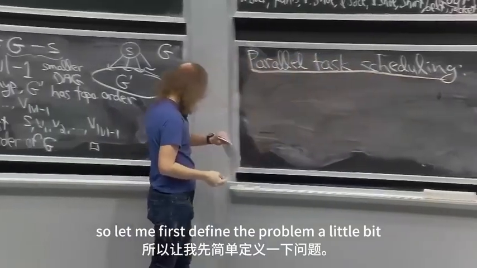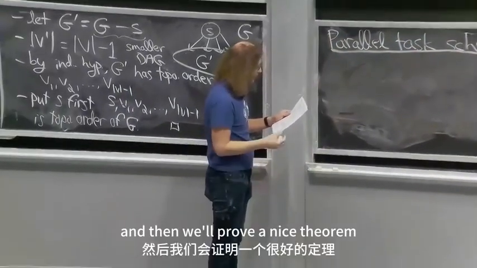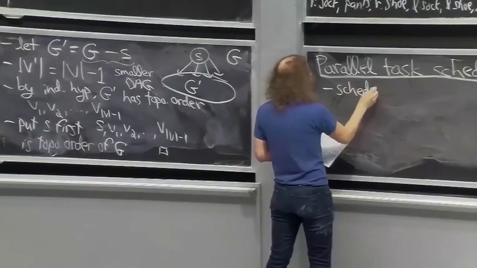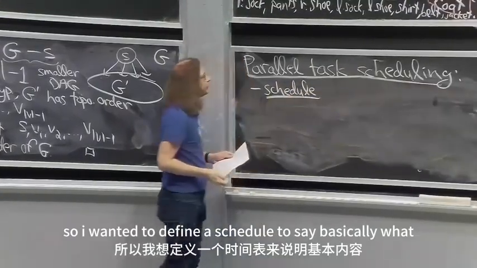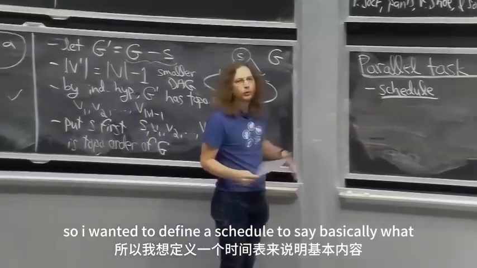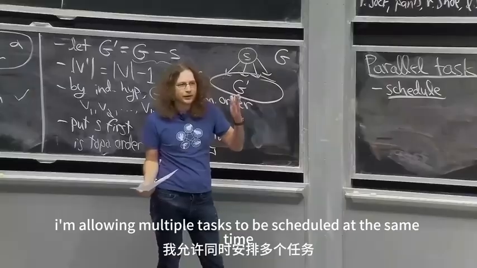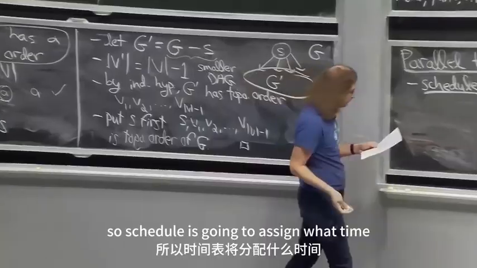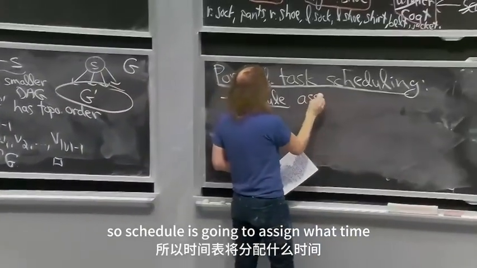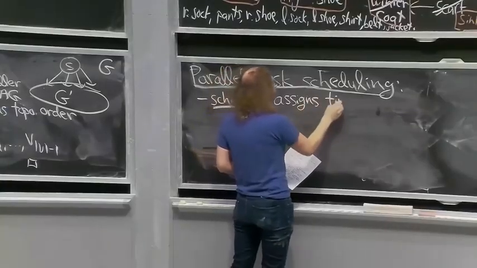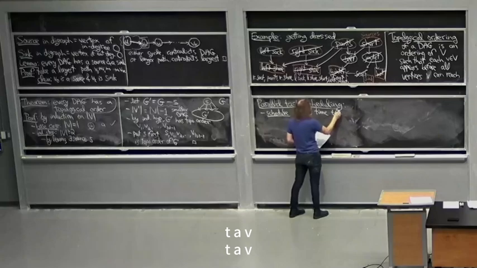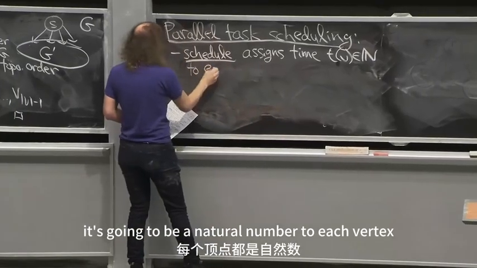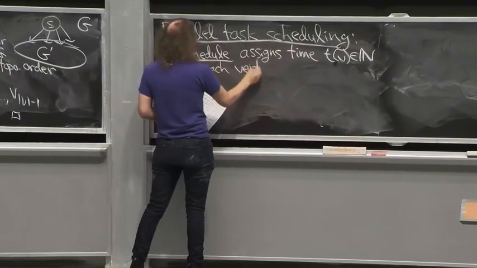So let me first define the problem a little bit, and then we'll prove a nice theorem. I want to define a schedule to say basically what order you should do the tasks in. But now I'm allowing multiple tasks to be scheduled at the same time. So a schedule is going to assign what time t of v, a natural number, to each vertex v.